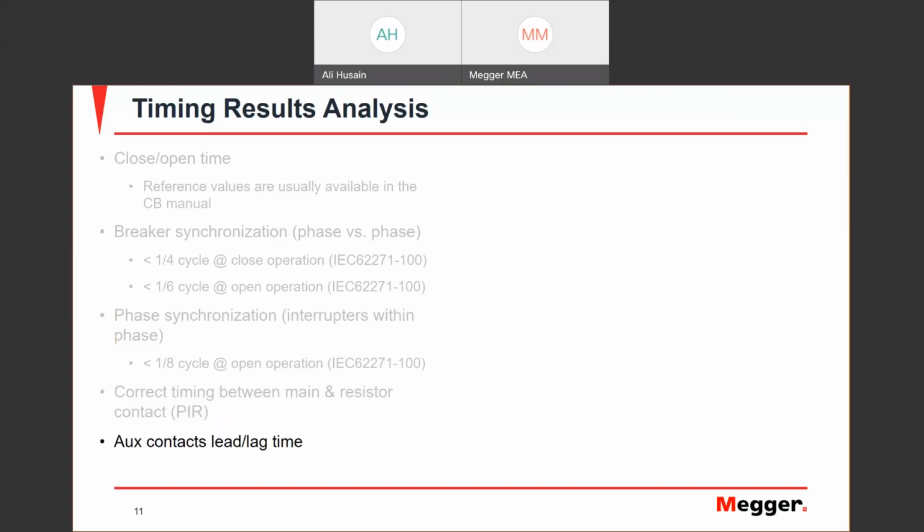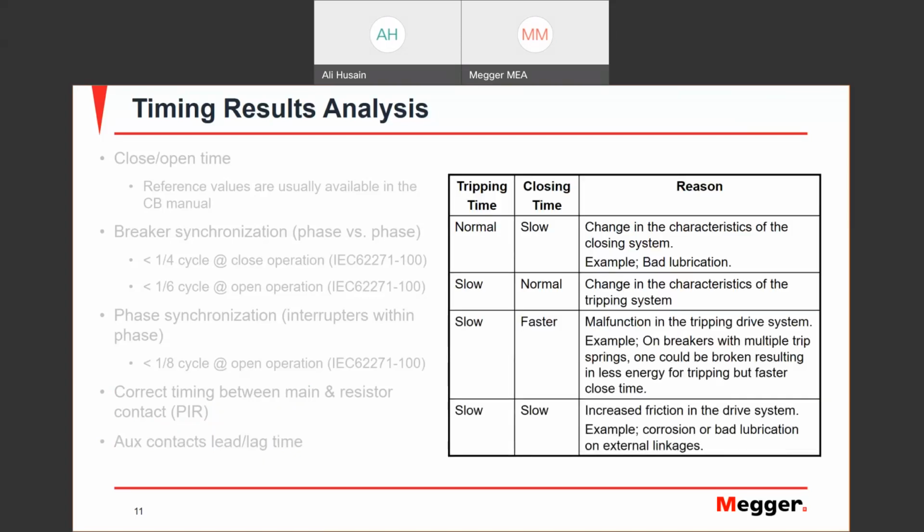And at the end, you can check the auxiliary contacts, ready to close, ready to open, or what we refer to as 52A and 52B. Once I have the comparison between the reference values and the test values that I did now, I can compare according to this table. If I have anything slower or faster, there are a number of problems that I can detect from that.